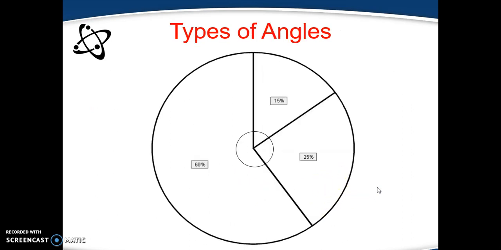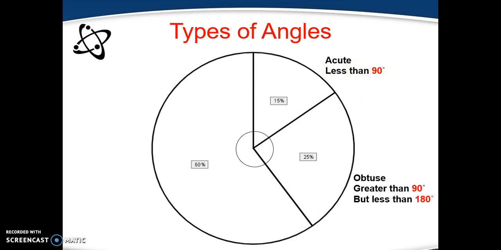Let's move on and look at different types of angles now. The first angle we're going to look at is an acute angle, and you can see by this little symbol how it's expressed. With the right angle it's a square, but it's a little semicircle like that. That tells you it's an acute angle. It's less than 90 degrees.